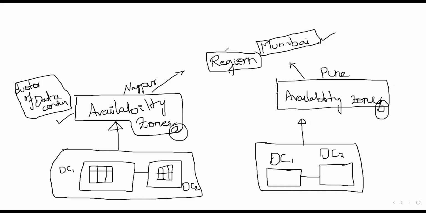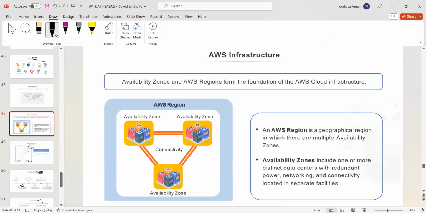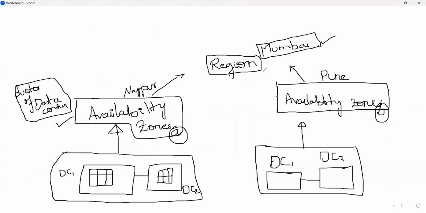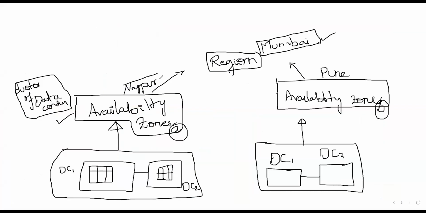If you see the PPT, let me open it so you can understand. What is an AWS region? It's a geographical location which consists of multiple availability zones. In the same way, let's say Mumbai is one region. Inside Mumbai, Nagpur has one availability zone and Pune has one availability zone. Inside Nagpur, we have physically located data centers, a group of data centers.